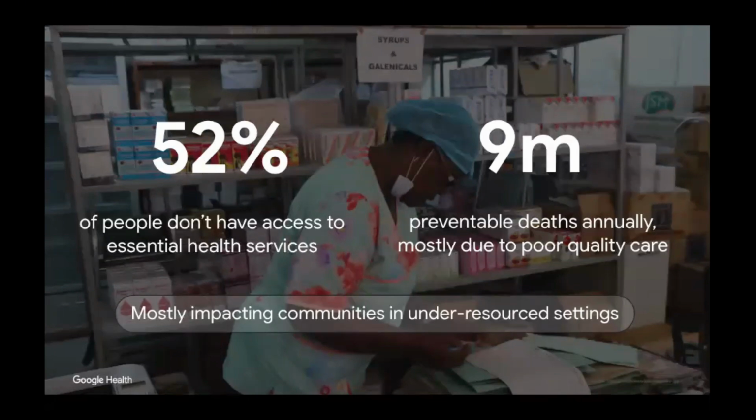If we look at the data, about 60% of those are actually due to poor quality care, so not getting access to the right care at the right time, as defined by things like evidence-based best practices and guidelines that exist. This mostly impacts communities in under-resourced settings, the vast majority of those in low to middle income countries, but there are certainly pockets of under-resourced settings around the world.